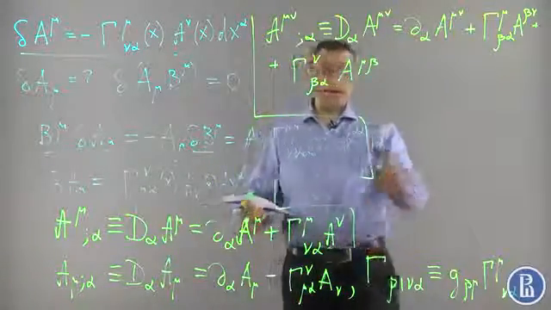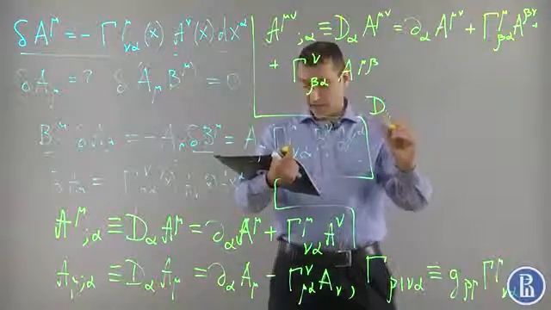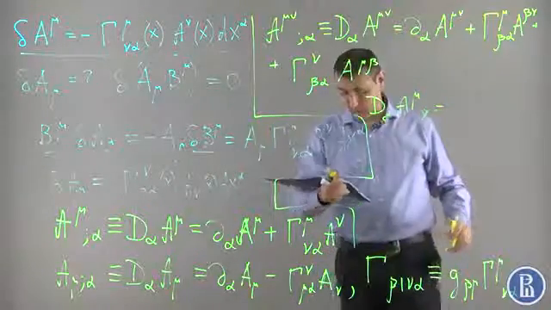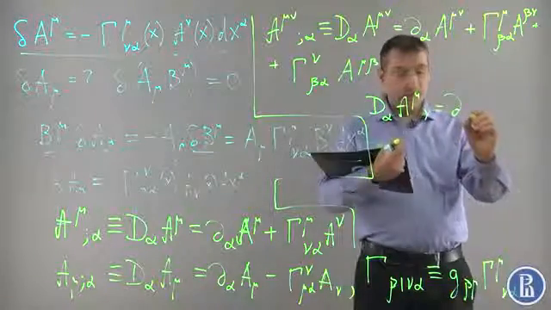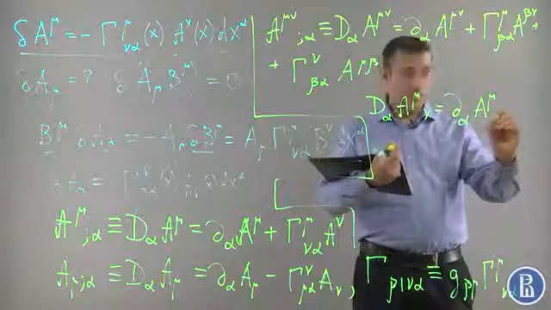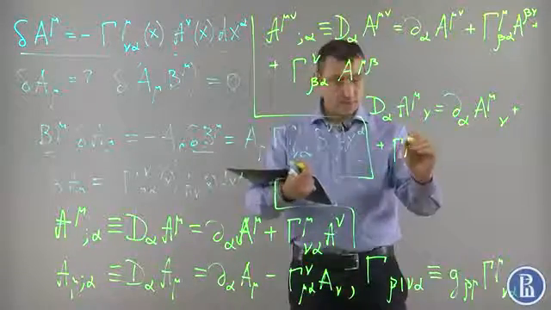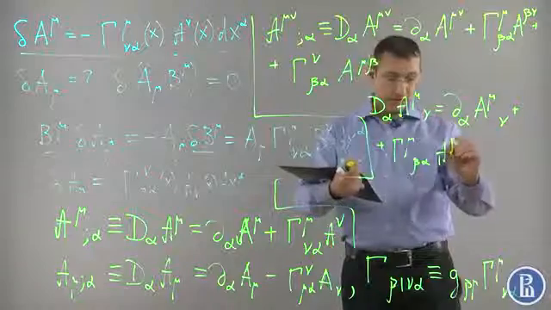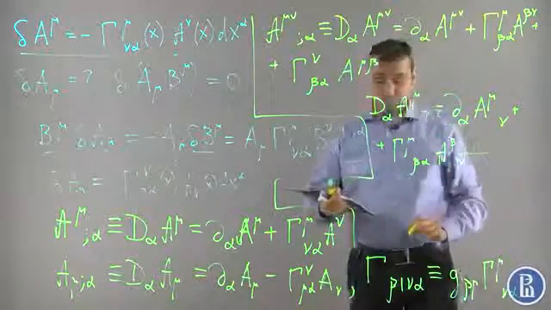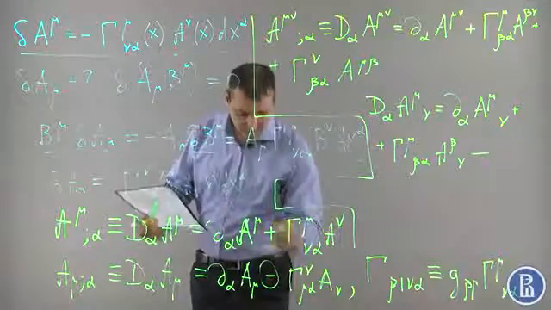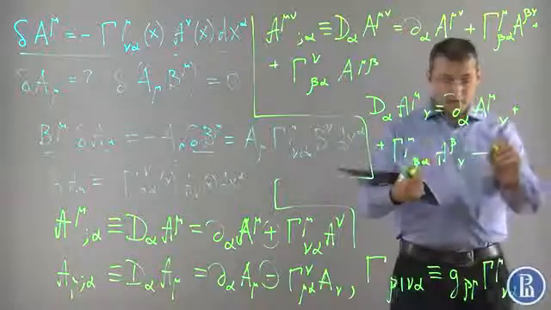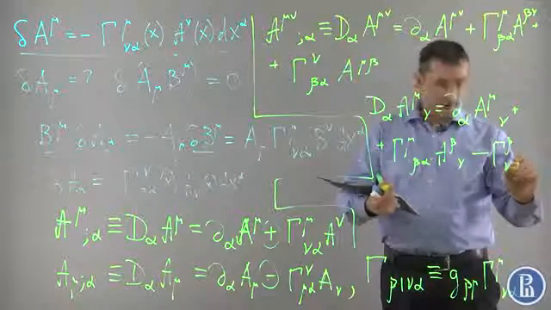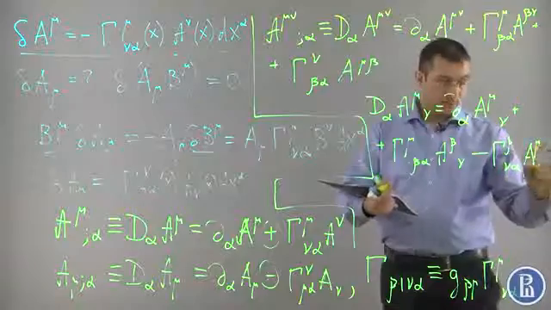Now, if we want to apply the covariant differential to a tensor which has one upper index and one lower index, the result is as follows: ∂_α A^μ_ν plus Γ^μ_βα A^β_ν, where I apply Γ to the upper index, and minus, according to this plus here and minus here, Γ^β_να A^μ_β.